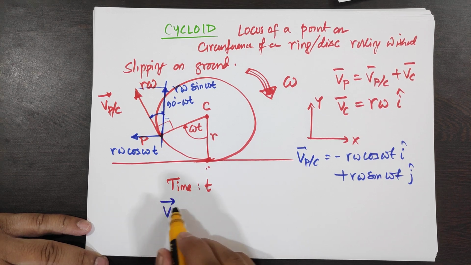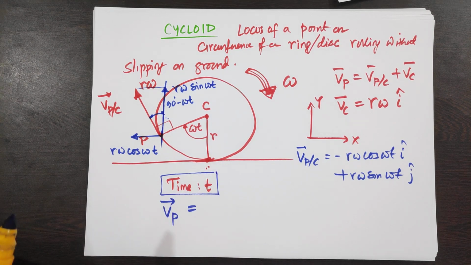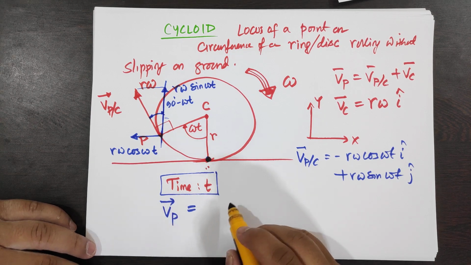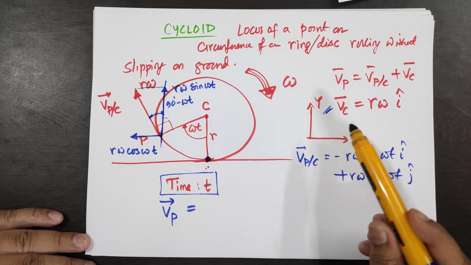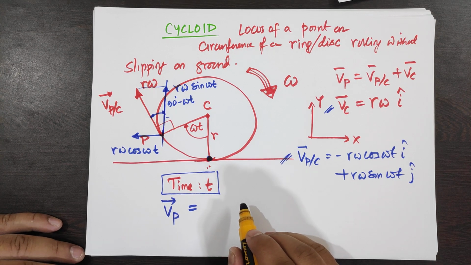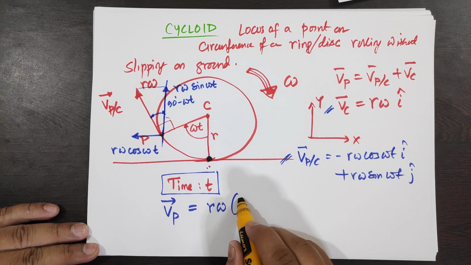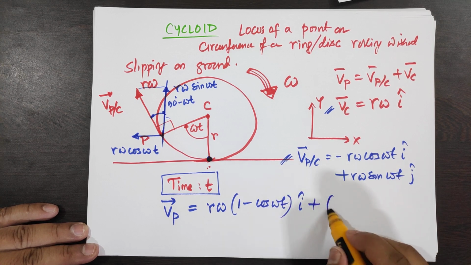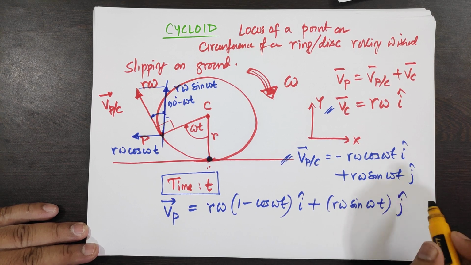So the velocity of the point P after a time t. Time t means this point. The P point has started from here at time t equal to 0. Remember that. So this was Vc. We add Vc with this Vp with respect to C. So that is the i component, R omega times 1 minus cosine omega t times i cap plus R omega sine omega t times j cap.